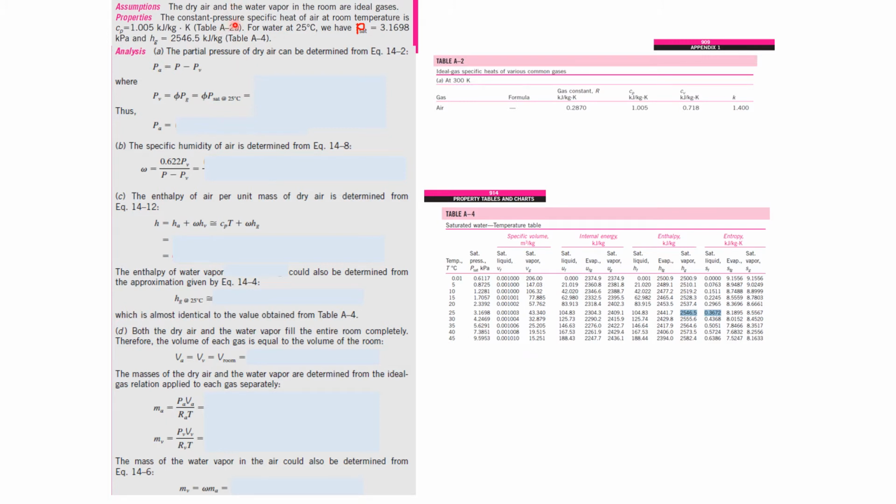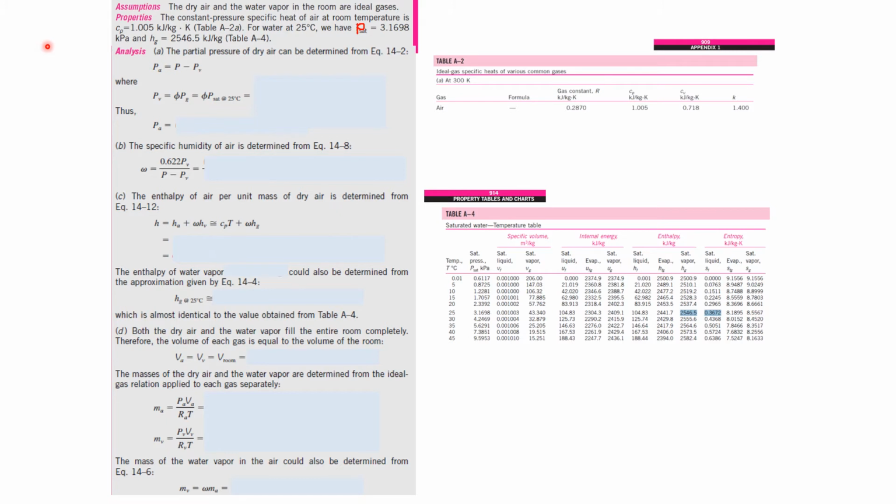So for P saturation here at 25 degrees C, you will need to go to table A4, which shows you the saturated water temperature table. You go to the temperature which gives you 25 degrees C, and then you will see that your saturation pressure is 3.1698 kilopascal. And from the same table, you can also find the enthalpy for saturated vapor. At 25 degrees C, the enthalpy for saturated vapor is 2546.5. Now these are the values for the water vapor: P saturation for water vapor, and this is the enthalpy for water vapor in the air.